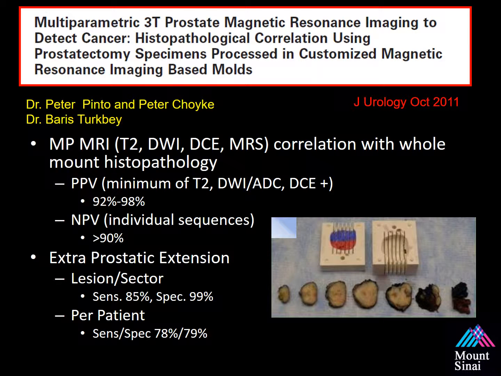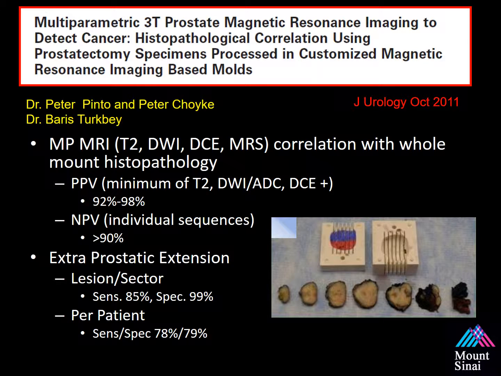With the development of multiparametric MRI imaging, we needed a way to correlate MRI findings with whole mount histopathology. Marcelino Bernardo, in collaboration with Dr. Choyke and Dr. Turkbay at the NIH, were able to develop a way to create a 3D mold based on the MRI. We were able then to slice the prostate on the same exact axis as the MRI images are obtained and develop a way to correlate the histopathology.